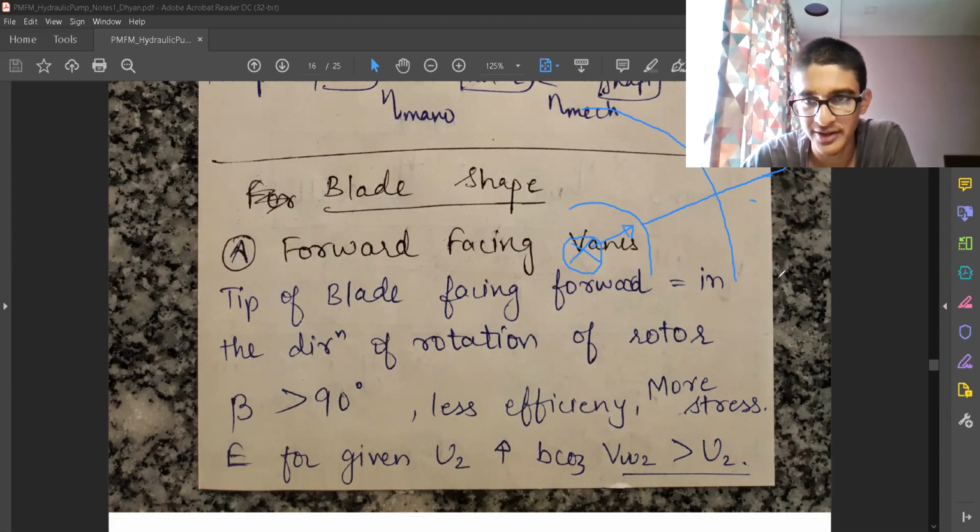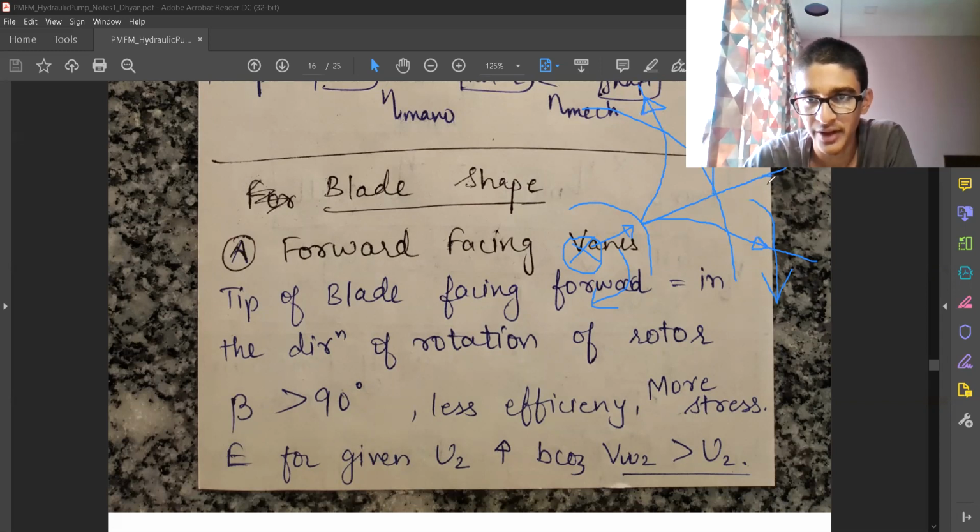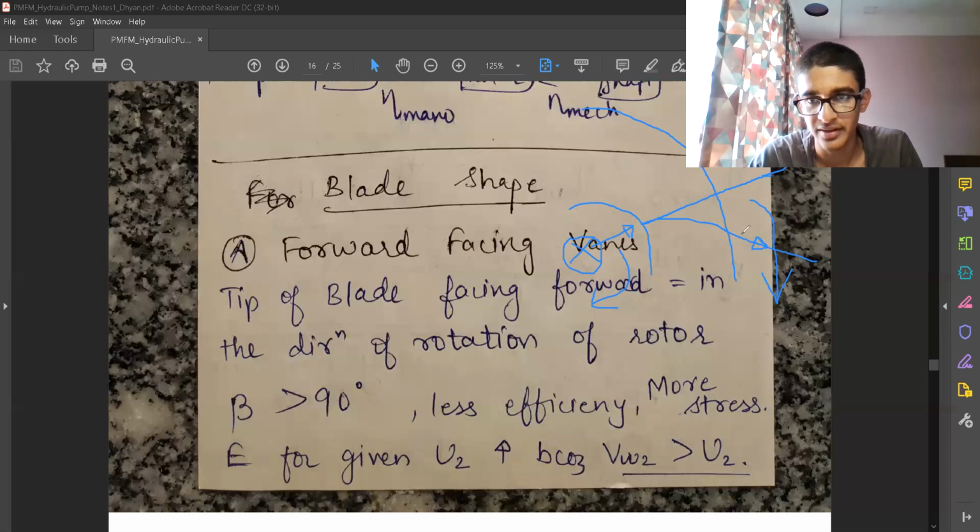So for the forward facing blade, let's assume this is rotating in this direction. The forward facing blade means the outlet velocity angle is somewhere over here, and for backward facing blades it will be somewhere in the opposite direction. This is the U direction, the blade speed, and the radial is exactly perpendicular. So over here, this is the beta angle. The beta angle is greater than 90 degrees for forward facing blades.